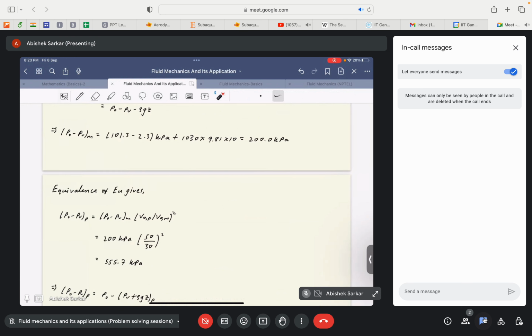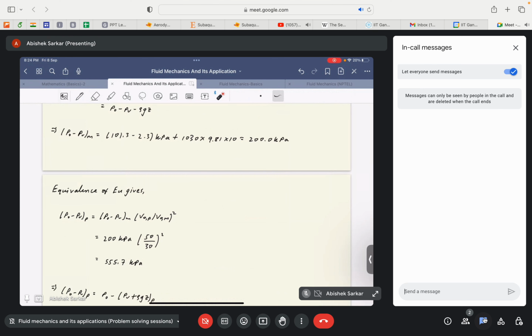since rho will remain constant, we get p naught minus p for the prototype will be equal to p naught minus p for the model. We can interchange any of them, that's completely fine. But you need to check that if you are considering this one, then you need to take the other one as a prototype. Okay, so that's what is important.